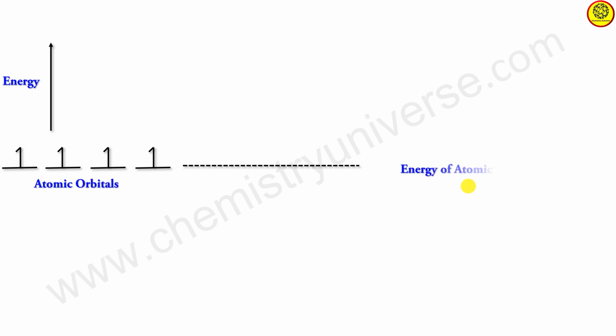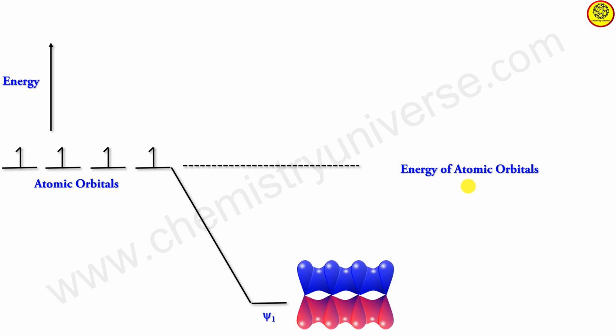So, energy axis, 4 orbitals having 1 electron each. Remember, these are the pi electrons, atomic orbitals, and this is the energy of atomic orbitals. So we have the bonding first. Psi1 is the wave function representing the molecular orbital here, and this is what it looks like.